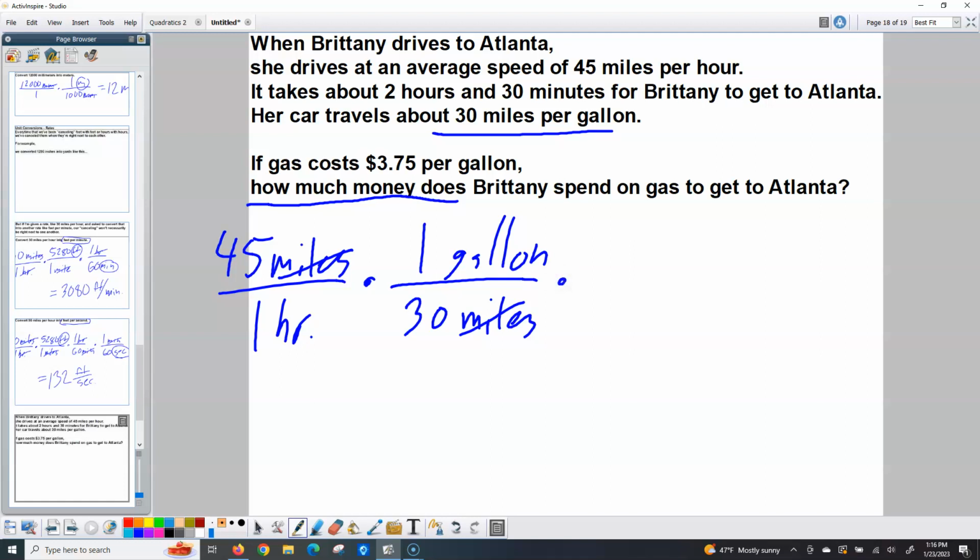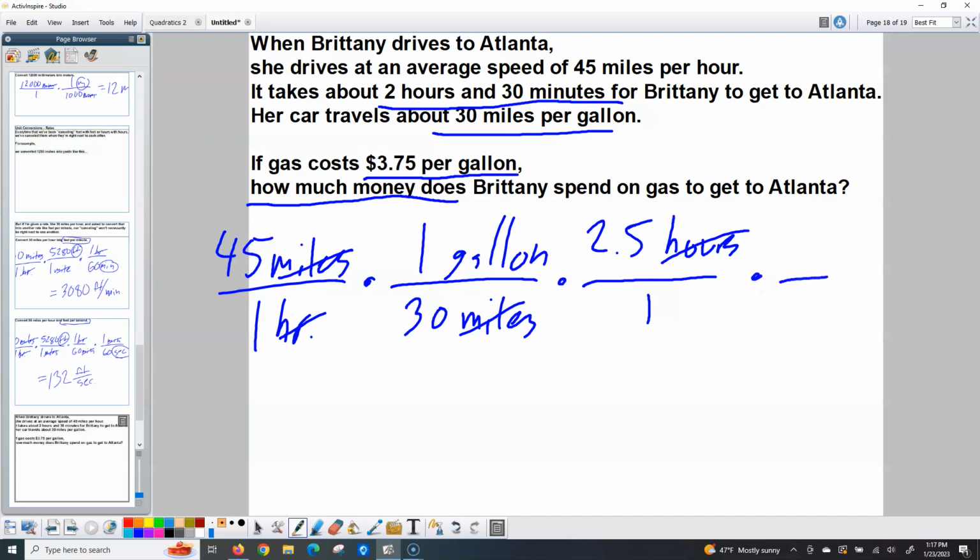And I'm going to hopefully be able to cancel something else out. Oh, I see this, 2 hours and 30 minutes, and I have an hour down here. So I'm going to rewrite 2 hours and 30 minutes as 2.5 hours. Cancel out the hours. And I'm hoping there's something with gallons. There is. And it's with dollars.